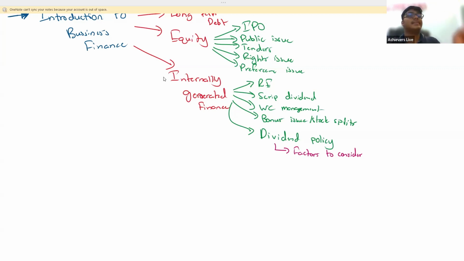What do you mean by clientele effect? You should consider what type of shareholders you have. Do you have long-term shareholders? Do you have short-term? Before changing it, you have to consider that. What is signaling effect? By changing the dividend policy, what is the signal you will give to the market? These are the two major ones.